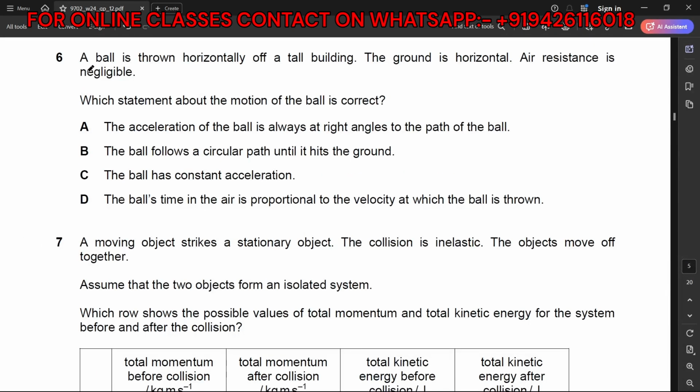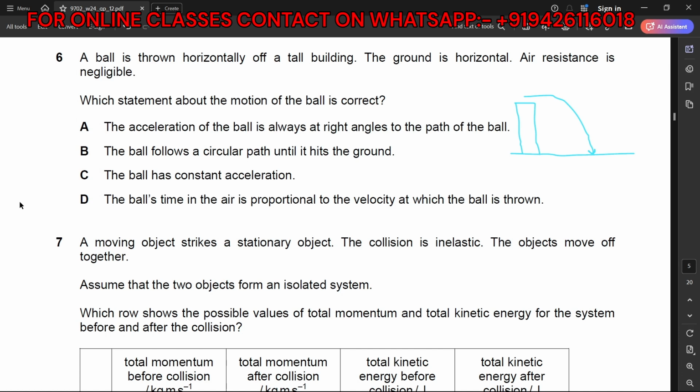Now for our sixth question, it is mentioned that a ball is thrown horizontally off a tall building. The ground is horizontal and the air resistance is negligible. So the kind of diagram that we have is something like this. We have a building, we have a flat ground, and then if a ball is thrown, because of the Earth's gravity, it's going to come down, down, down, down, and hit the Earth. So is the acceleration of the ball always at a right angle to its path? No, that's not the case.